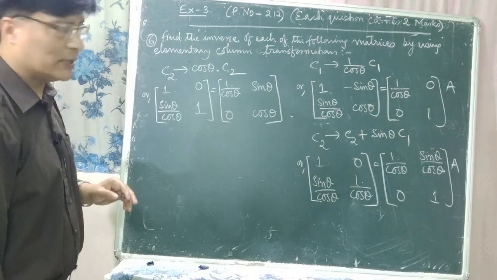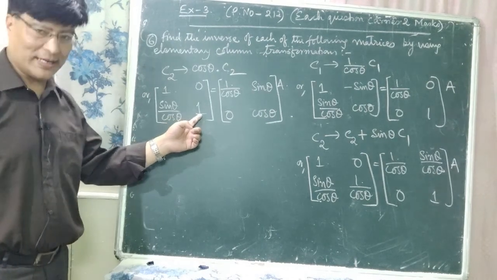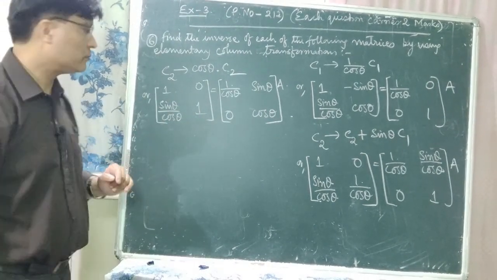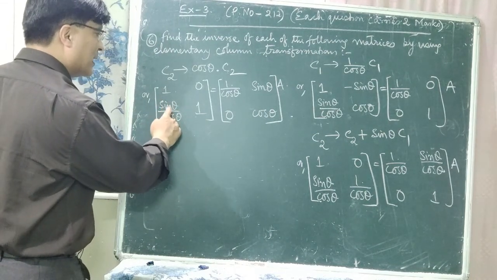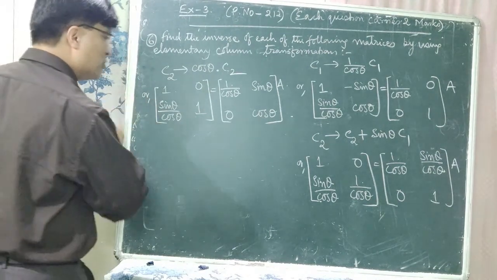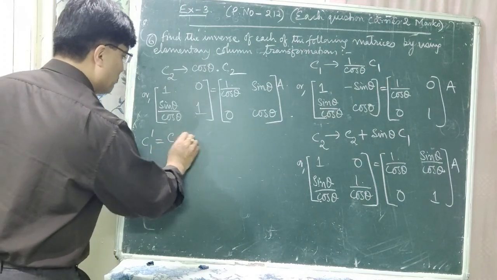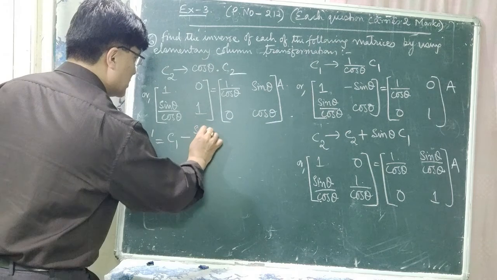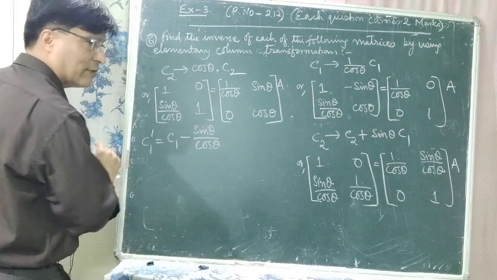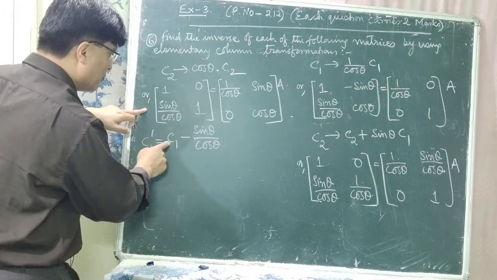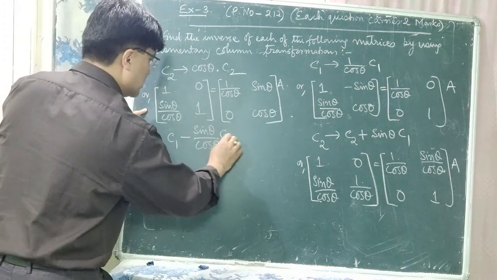So I think you have understood it. Then you should write here A. Okay, so we have made it 1 here. Now what will you do? You should make this sin theta by cos theta as 0. So how can you make it 0 now? That is C1 dash is equal to C1 minus sin theta by cos theta, right? That is C1 minus sin theta by cos theta into C2.